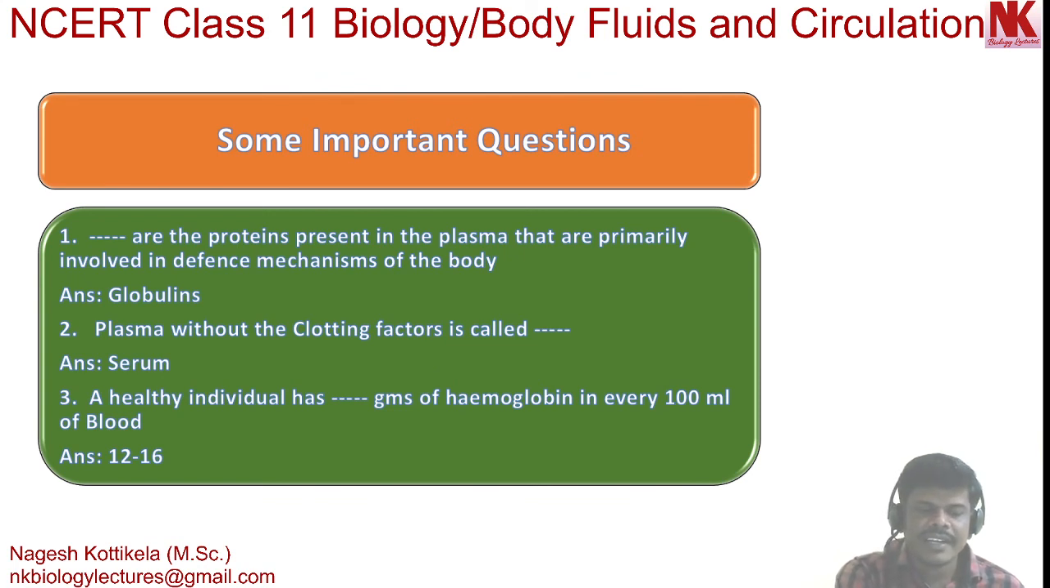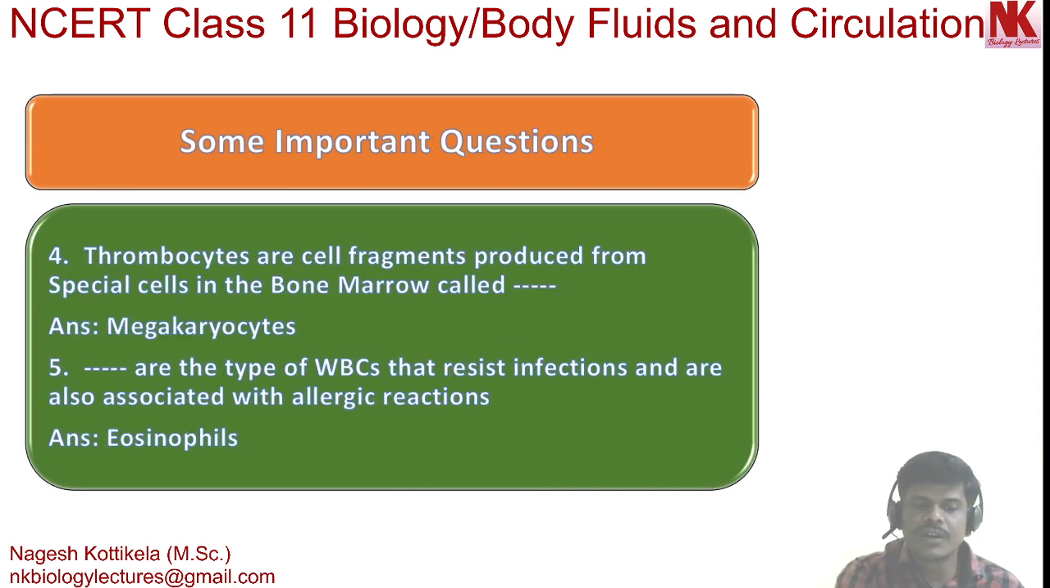The third question, a healthy individual has dash grams of hemoglobin in every 100 ml of blood. Answer is 12 to 16 grams of hemoglobin. Fourth question. Thrombocytes are cell fragments produced from special cells in the bone marrow called? Answer is megakaryocytes. So, megakaryocytes are the special cells in the bone marrow from which the thrombocytes are produced.